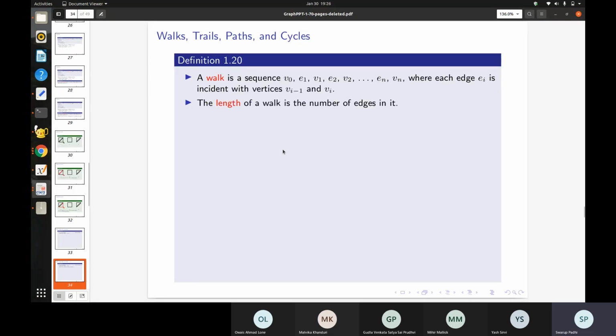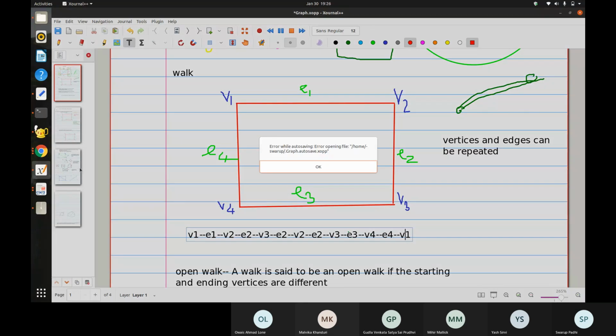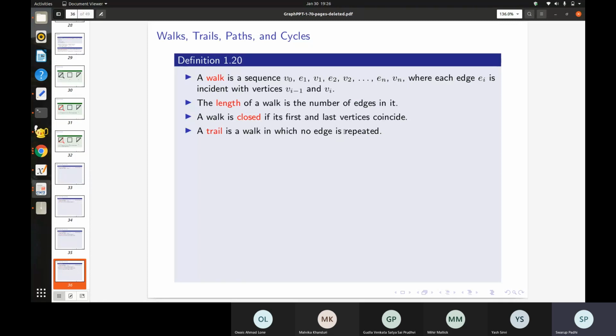Let's see the next terminology. The length, as I said, the length of a walk is the number of edges in it. A walk is closed if its first and last vertices coincide. So, for example, whatever example I've given here is a closed walk because the first and last vertices are the same. So if you return back to the vertex you started from, then that is a closed walk. Otherwise, it is an open walk. A trail is a walk in which no edge is repeated.